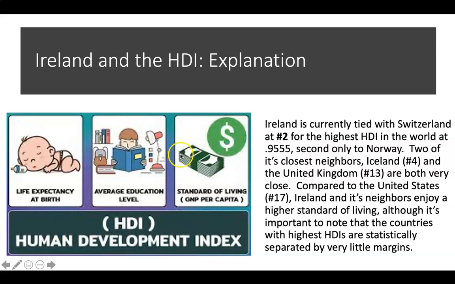I've also included a graphic on the HDI, which includes the three statistics there: life expectancy at birth, average years of schooling, and standard of living, GNI per capita, and those are the things that go into that. So those are your instructions. Again, I've put graphics in there. You do not have to, but it will make your project look better if you do.